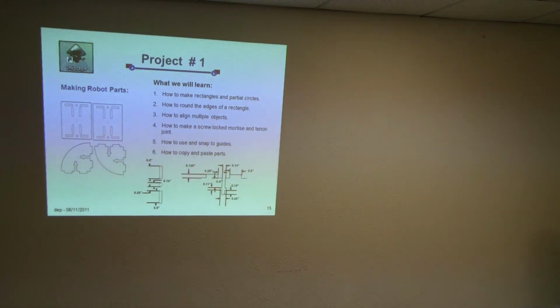The other thing is we're going to see how to make rectangles and partial circles. We're going to show how to round the edges of a rectangle, how to align multiple objects, how to make a screw-locked mortise and tenon joint, how to use snap to guides, and how to copy and paste parts.